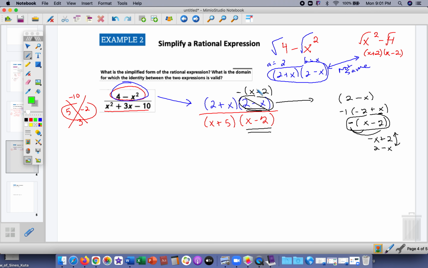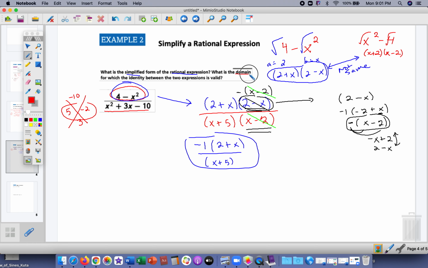Now in the numerator and denominator, I can cancel out an x minus 2. So up top, I have a negative left, which is negative 1 times quantity 2 plus x over quantity x plus 5. Now that's our simplified rational expression. So it says, what's your simplified?